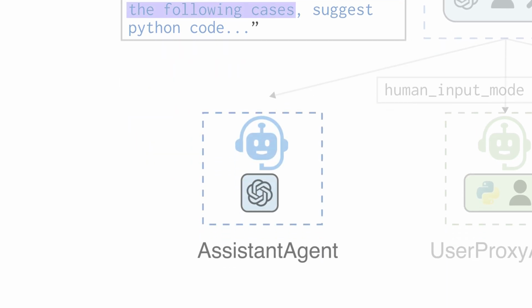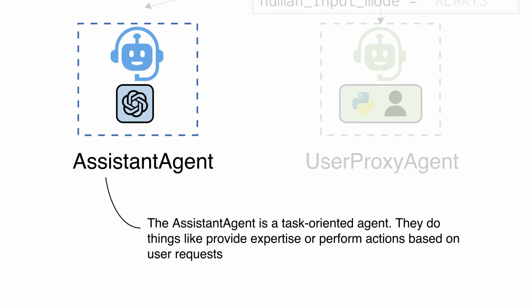Now, the assistant agent is a task-oriented agent, and they're both interacting with each other. They do things like provide expertise or perform actions based on user requests. This means that they can troubleshoot any issues for you, like maybe your address doesn't show up as a valid address, or they can even complete the bank account setup process for you.